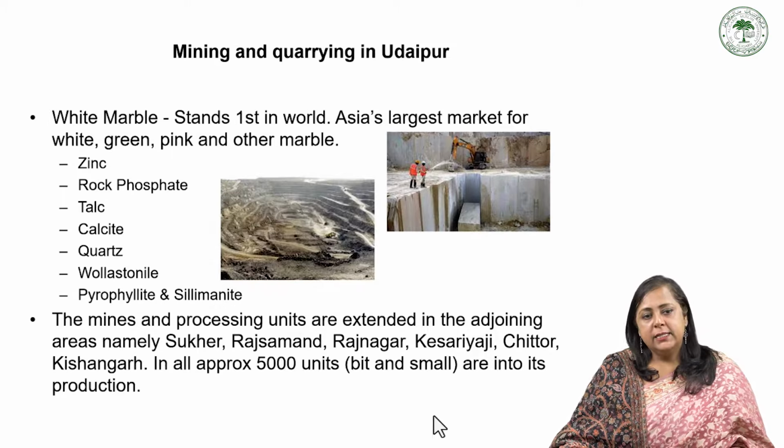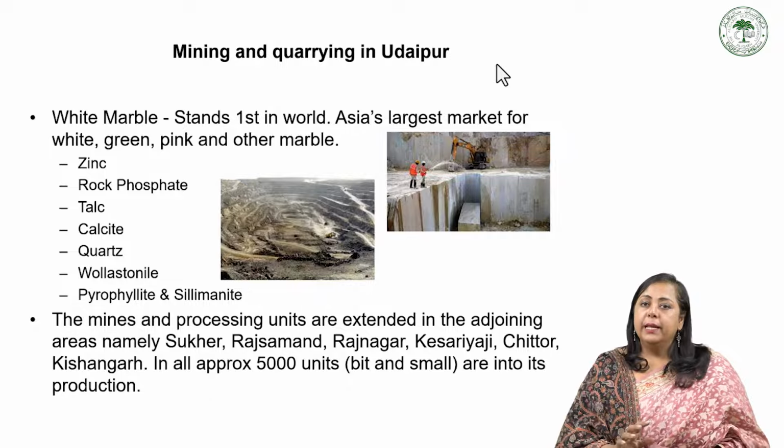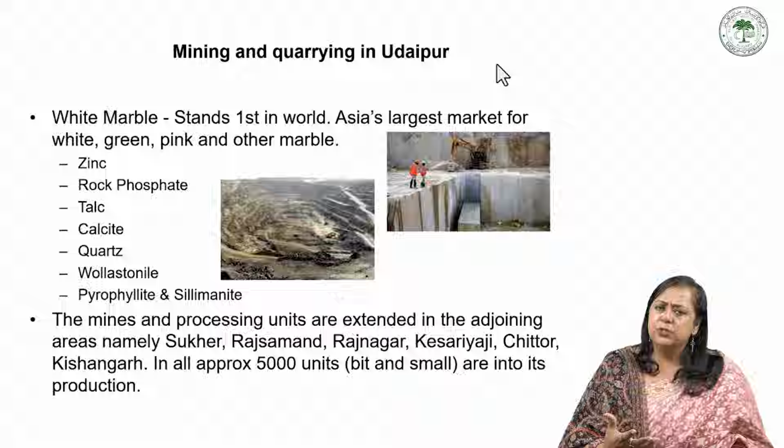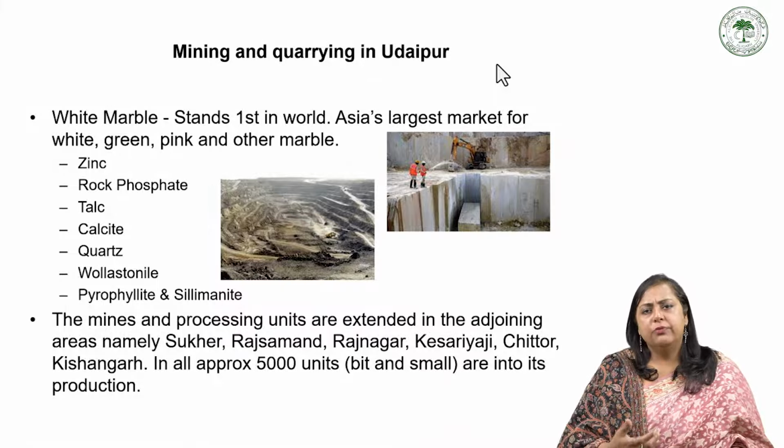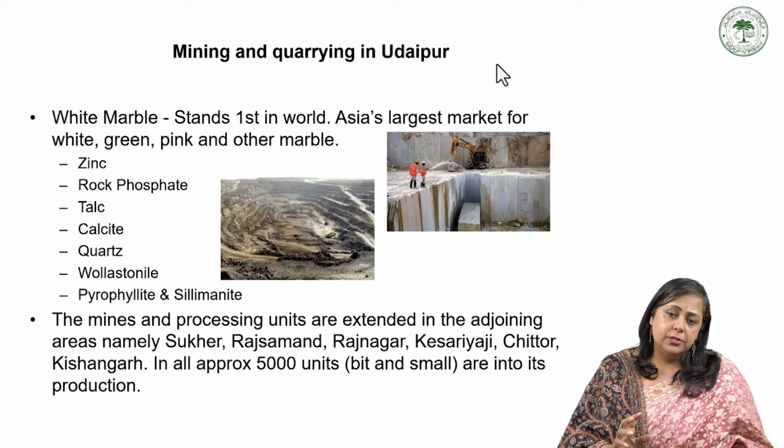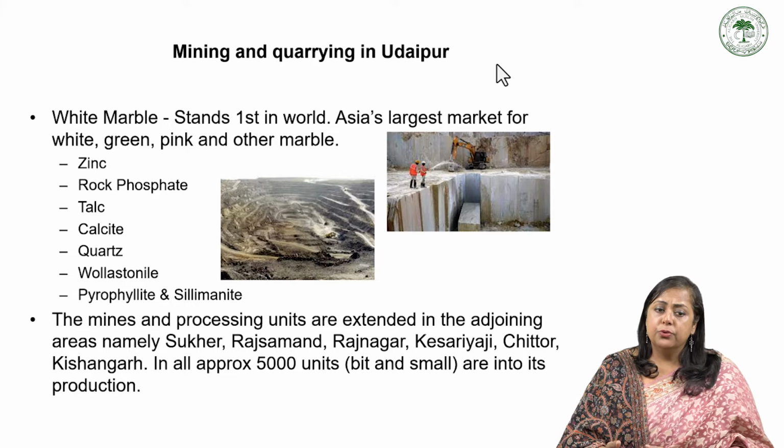The next case study is mining and quarrying in Udaipur. We know Udaipur is very popular for different kinds of stones. White marble from Udaipur stands first in the world, and it is Asia's largest market for white, green, pink, and other marbles. So Udaipur is very rich in marble. Zinc, rock phosphate, talc, calcite, quartz, stone, pyrophyllite and sillimanite are the important minerals.